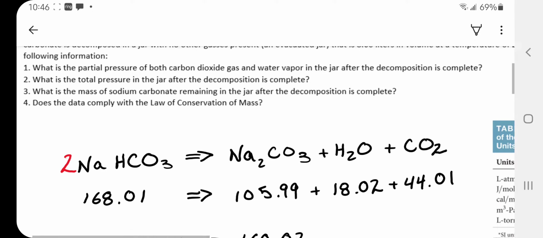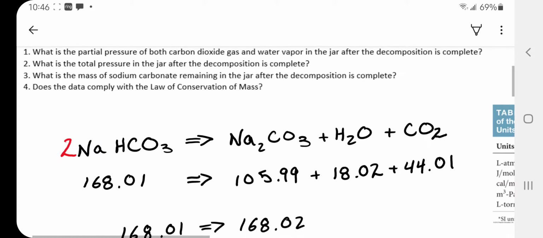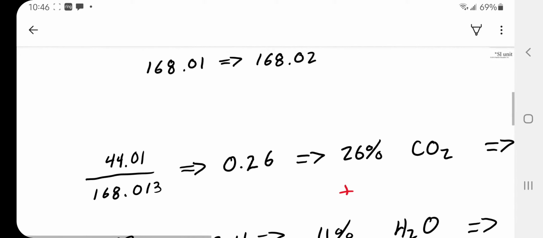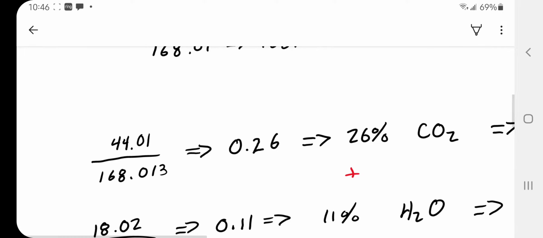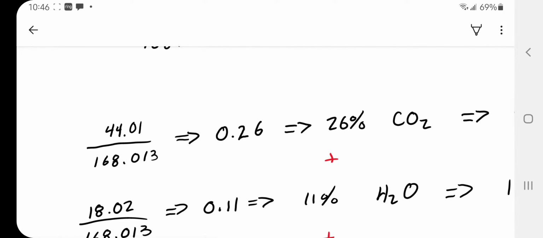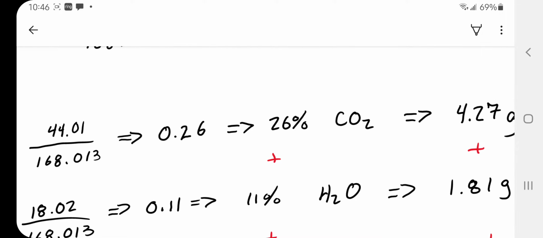And from there, we know that the total atomic mass of 2NaHCO3, if we refer to our periodic table, is 168.01. So in order to find the partial pressure, we need to first figure out how many grams of CO2 and H2O we have.